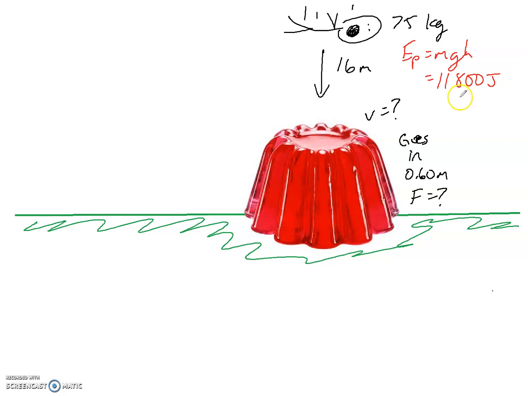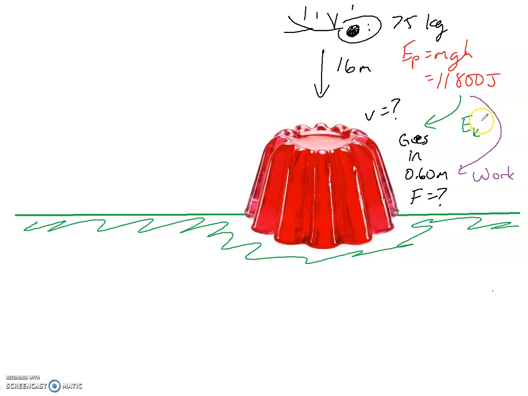So when that energy is down here and he hits the jello, it is all turned into kinetic energy. So it's all kinetic energy when he hits the jello. And of course, all that is taken away by work when the jello slows him down. So we'll use those two things to figure out our values.